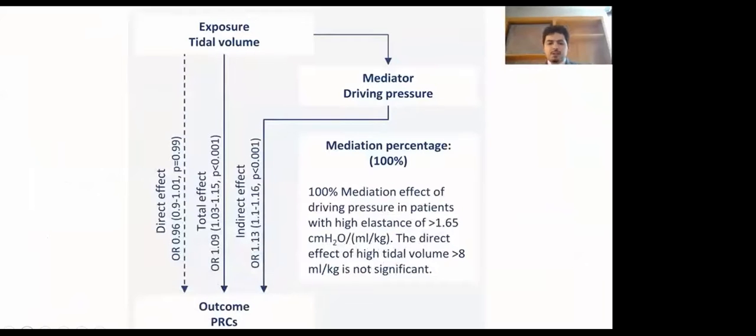In our secondary analysis, higher driving pressures were associated with an increased risk of postoperative respiratory complications, adjusted odds ratio of 1.04 per each 1 centimeter water increase. The mediation analysis revealed that the adverse effects of high tidal volume were completely mediated by increasing driving pressure.